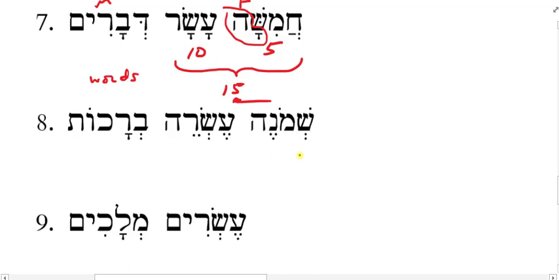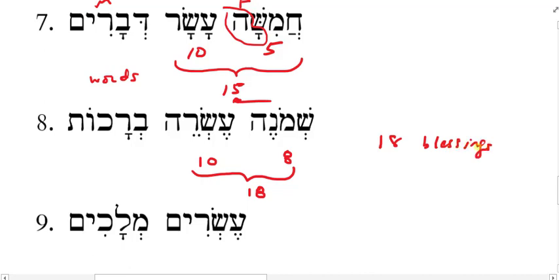Now look at number 8. I have Shimoneh Esrei Barachot. What number is Shimoneh? That's the number 8. Look at Esrei. What's that? That's a form of 10. Okay. And when I put these two together, Shimoneh Esrei, what does that become? Yes, that's 18. Now, Barachot is what? Blessings. Good. So we've got 18 blessings.